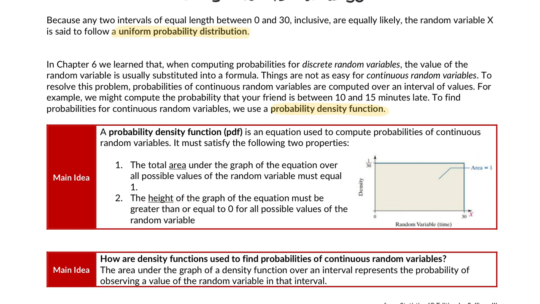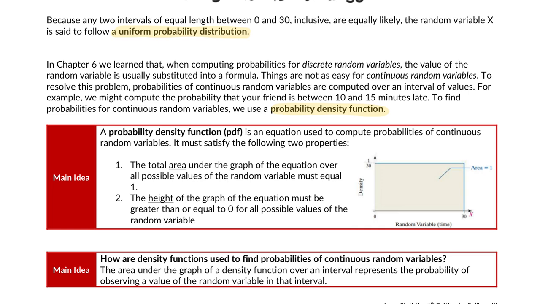The height of the graph must be greater than or equal to 0 for all possible values of the random variable. Does that sound familiar? Because in any probability experiment, we said that each probability should be between 0 and 1. You can't have a negative probability. Same thing. That means the height can't be negative because that would be a negative probability. These are the same rules we've had since forever.